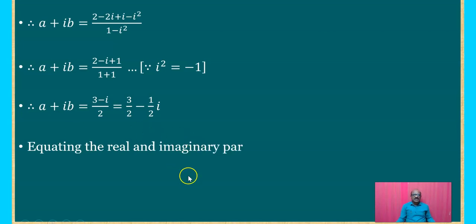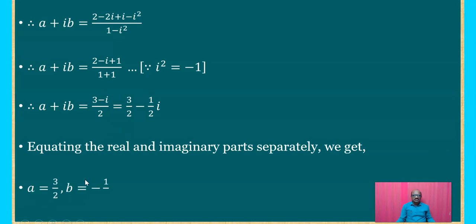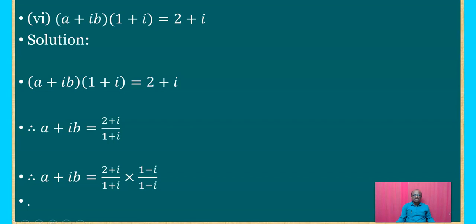Therefore, equating the real and imaginary parts, we get a is equal to 3 by 2 and b is equal to minus 1 by 2. You can also see the previous one here.